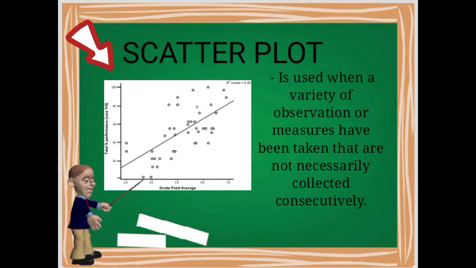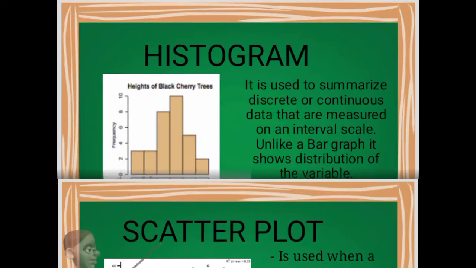Fourth is the scatter plot. It is used when a variety of observations or measures have been taken that are not necessarily collected consecutively. This is to highlight relationships. For example, a scatter plot may be used to represent the scores obtained by a class on standardized achievement tests. In this type of graph, each point is independent. This graph is commonly used as an assessment tool for identifying temporal patterns in the occurrence of behavior problems.